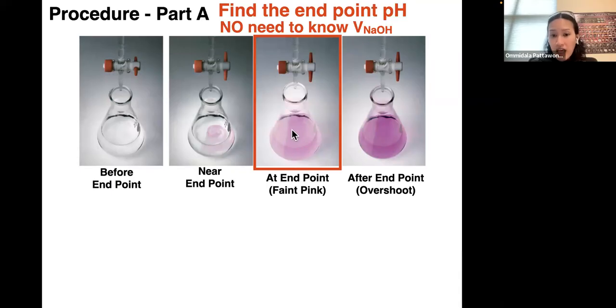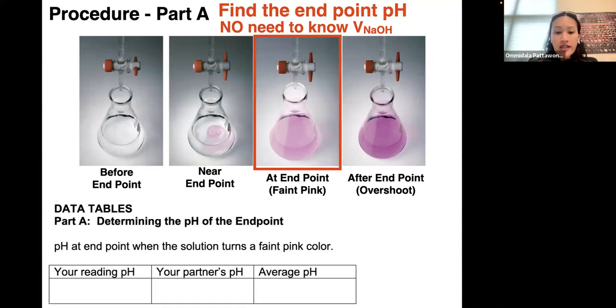Once you get this color, all you need to do is measure the pH. So you need to rinse your pH probe and then stick it in to read the pH at this point. That would be the pH at the endpoint that you will need to use for your part B. Because each of you will need to do this on your own, each one of you is going to have your own pH at that endpoint. Then you are going to average that pH between you and your lab partner. The average pH at the endpoint is the pH that you are going to use in part B to stop your titration.